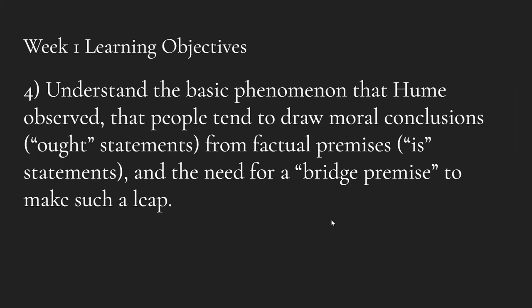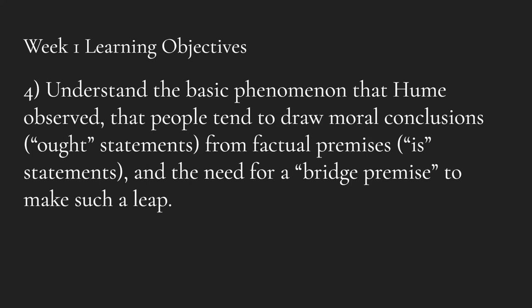So the fourth learning objective, the basic phenomenon that Hume observed, we sometimes just call the is-ought problem. And remember, this means that you can't, according to this way of looking at things, go from simple factual information to a moral judgment or statement, right? If I win $1 million, that isn't automatically a morally good thing. I can't just say, I have $1 million, now I'm happy, therefore my life is morally good.